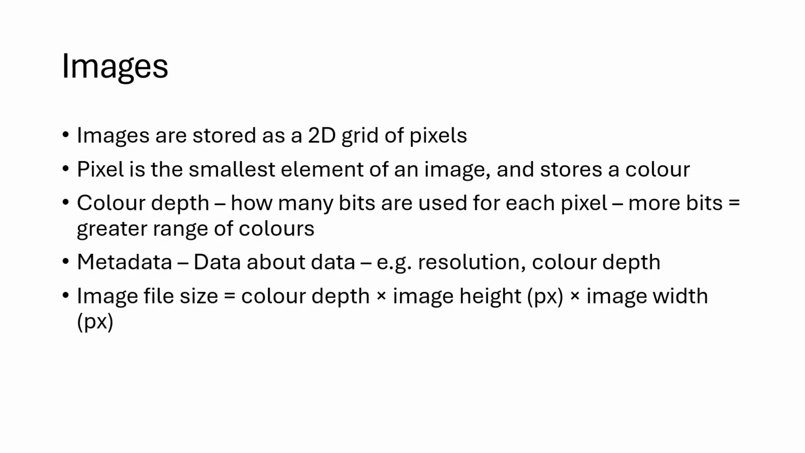Right, so images. How are images stored on a computer? Images are stored as 2D grids of pixels. A pixel is the smallest element of an image, and it stores a single point of color in that image. If you have lots of different points of color, imagine you're trying to paint something with small dots of color. It's kind of like that.